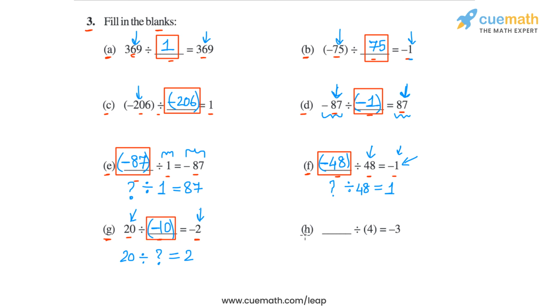And finally in part H, we have the statement blank divided by 4 is equal to minus 3. So ignoring the negative sign, first think about what integer divided by 4 gives us 3. So that number is 12. So first we put 12 here and then we see that the divisor is positive but the quotient is negative. So the dividend must be negative. So we must have minus 12 here. So in part H, the answer is minus 12. And with that, we have finished question number 3.